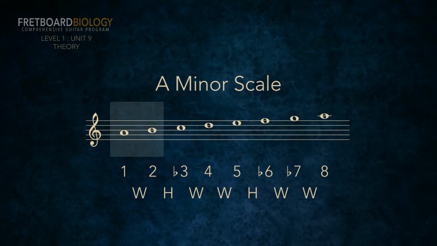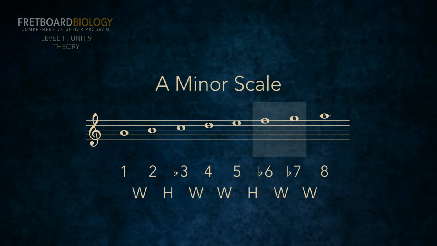So let's do this now. Between 1 and 2, we need a whole step. And what do we have from A to B? A whole step. Between 2 and 3, we need a half step. And what do we have between B and C? A half step, because that's a naturally occurring half step. Between flat 3 and 4, we need a whole step. And what do we have from C to D? A whole step. And what do we need from 4 to 5? We need a whole step. And what do we have between D and E? A whole step. Between 5 and flat 6, we need a half step. And what do we have from E to F? A half step, because that's a naturally occurring half step.